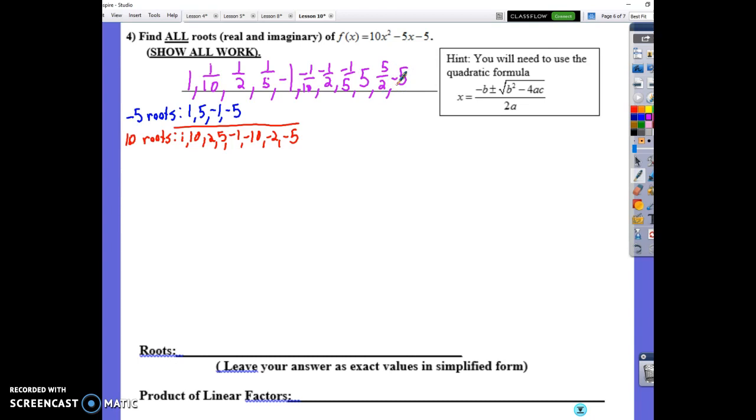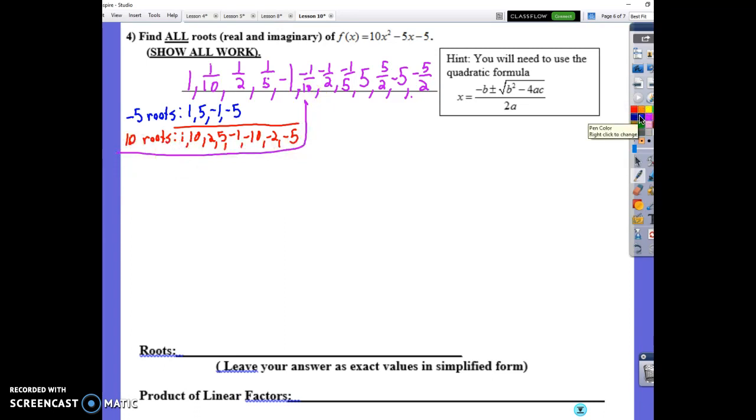5 divided by negative 10 is negative 1/2. Already have that. 5 divided by negative 2 is negative 5/2. 5 divided by negative 5 is negative 1. We already have that. And if we continue to go through with the rest of them, we actually already have all of them picked. So now we need to figure out which of these will work. So we're going to have to just guess and check with synthetic division. So I'm just going to box this little information off to the side. And now we're just going to do synthetic division a bunch.